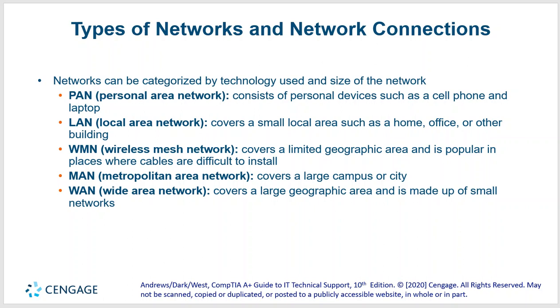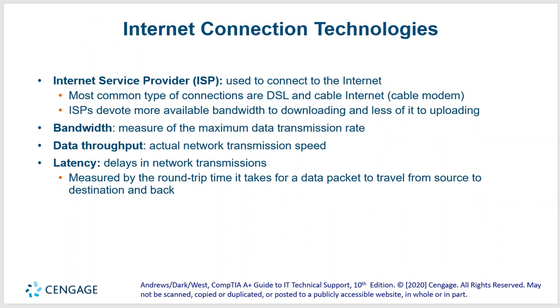A metropolitan area network covers a large campus or city, and a wide area network covers a large geographical area that's made up of small networks. Internet service provider, obviously your ISP provides you with internet. You have DSL, cable, or NBN with your fiber, and hopefully it's FTTP, fiber to the premises, and not fiber to the node, because there's a big difference.